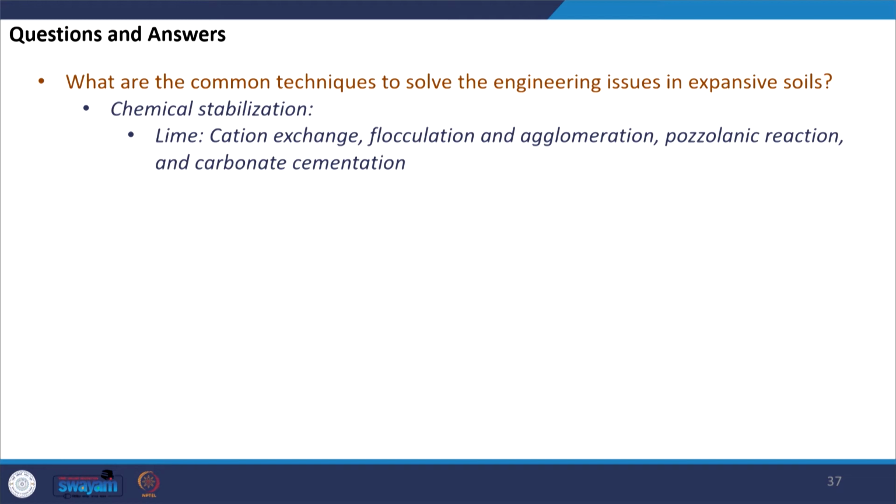it can be viewed in parts. For example, when lime comes in contact with expansive soil, the steps of stabilization include cation exchange, flocculation and agglomeration, pozzolanic reaction, and then carbonate cementation. I will try to give a brief idea about these mechanisms. So, these reaction mechanisms which we are talking about can be classified into two groups, all right. So, first we have the modification process. This modification process, which is the first step, helps in plasticity reduction.